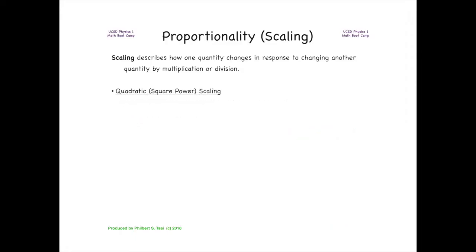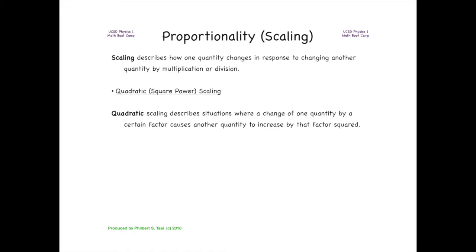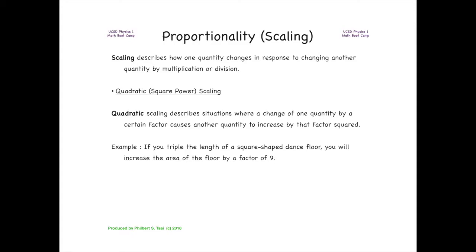Another type of scaling that appears commonly in physics classes is quadratic scaling. Quadratic scaling describes a situation where a change in one quantity by a certain factor causes another quantity to be increased by that factor squared. For example, if you were ordering a square dance floor to be installed for a party, if you triple the length of the square-shaped dance floor that you want, you will increase the area of the floor by a factor of 9, because of course 3 squared is equal to 9. The mathematical expression for quadratic scaling is y = kx², where again k is that proportionality constant. It's just a number.